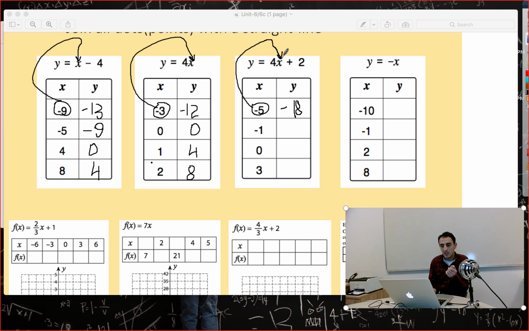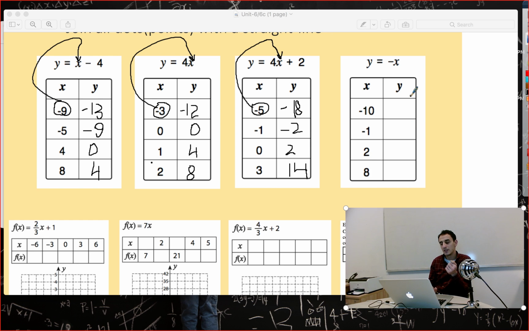Negative 1 multiplied by 4 will be negative 4. Negative 4 plus 2 is negative 2. 0 multiplied by 4 will be 0. 0 plus 2, it is 2. 3 multiplied by 4, it is 12. 12 plus 2, it is 14. Clear? Okay.